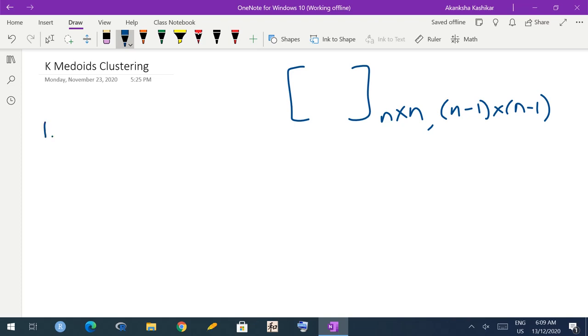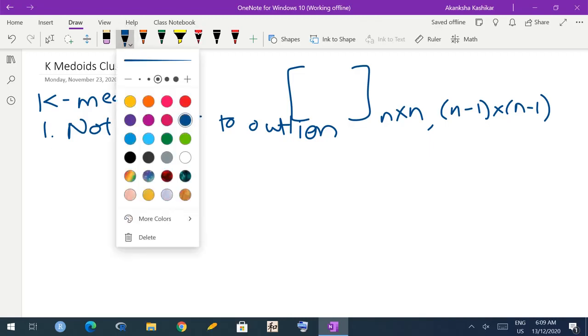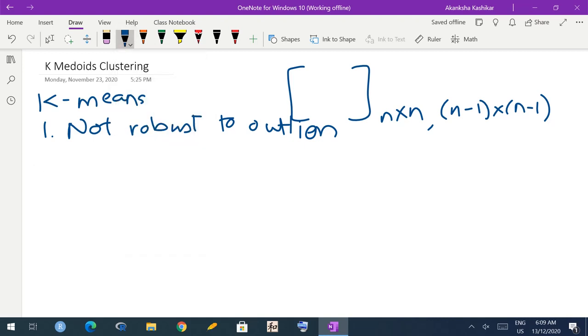For example, it is not robust to outliers. This I would say is not actually a problem with the clustering algorithm, but with the mean part of it, right? Because we are computing means, and we know that means are not robust to outliers, as a result the clustering algorithm is also not robust to outliers. It's very sensitive. Secondly, if you want to carry out K-means clustering, then you need actual data.